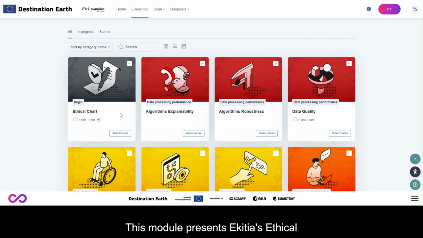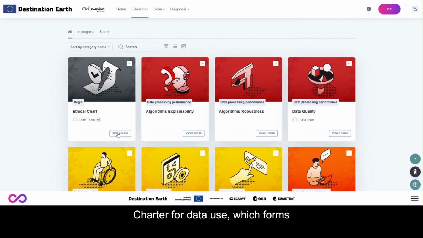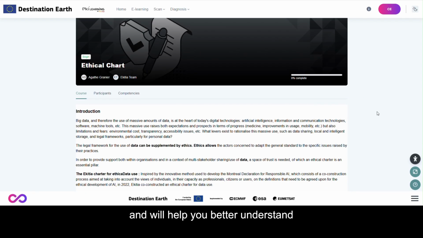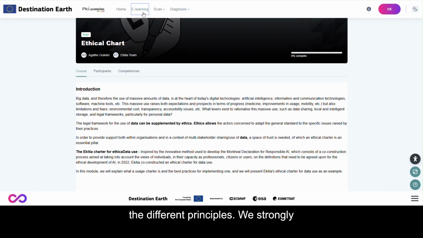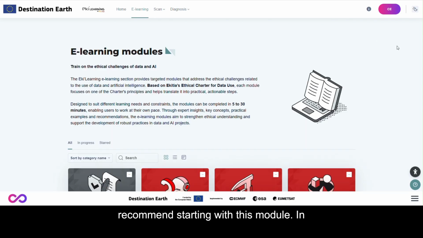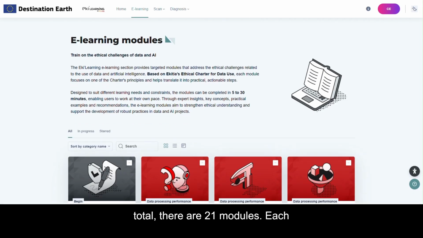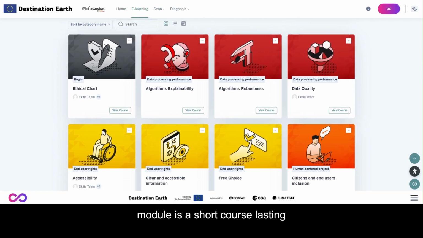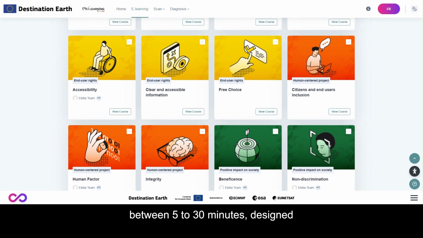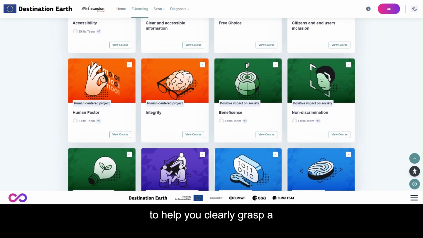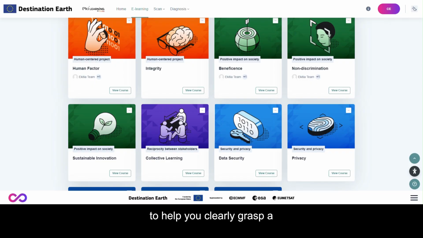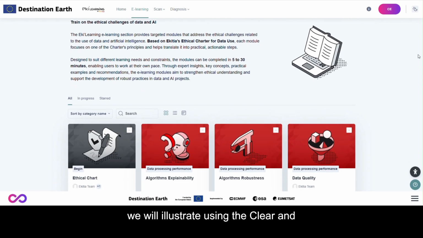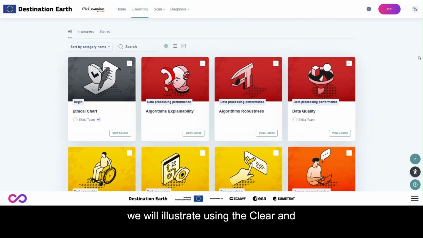This module presents Ekitia's ethical charter for data use, which forms the foundation of the entire platform and will help you better understand the different principles. We strongly recommend starting with this module. In total, there are 21 modules. Each module is a short course lasting between 5 to 30 minutes, designed to help you clearly grasp a specific concept. All modules follow the same structure, which we will illustrate using the Clear and Accessible Information module.